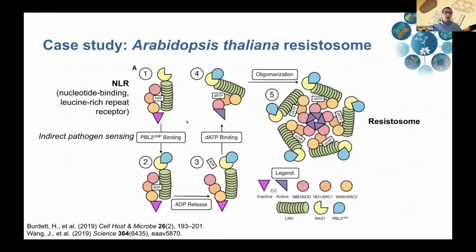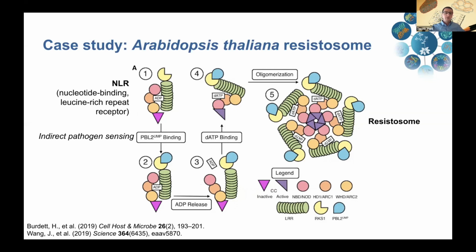So the steps that it follows in forming the resistosome are illustrated in this schematic here. First, the NLR begins in its inactive state in which it's bound to ADP. Upon indirect pathogen sensing, it then undergoes a conformational change where it releases ADP, and then it undergoes another conformational change where it binds to ATP. Once it's bound to ATP, it then oligomerizes into the pentamer fully formed resistosome.